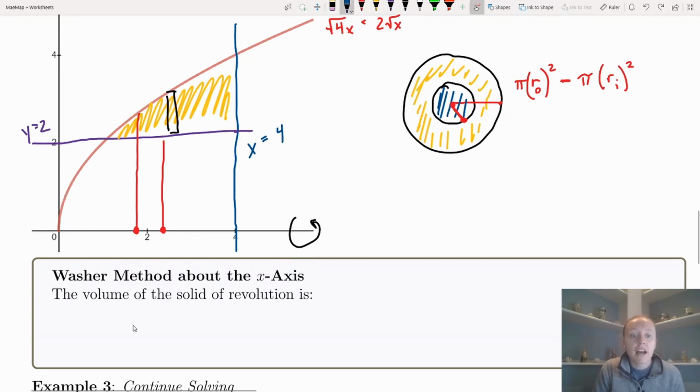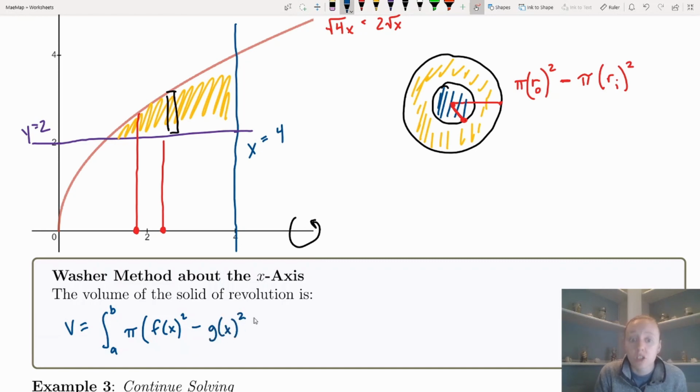So again, we're going to have that the volume equals the integral of some area, and if we're revolving around the x-axis, to draw those disks or those washers, we're going to need to do it with respect to x. So I'm going to go from some value a to b, and I'm going to have pi times my outer radius squared minus my inner radius squared. So my outer radius, I'm going to say, is f of x, and my inner radius is, I'm going to say, g of x, and then I'm going to square that radius.